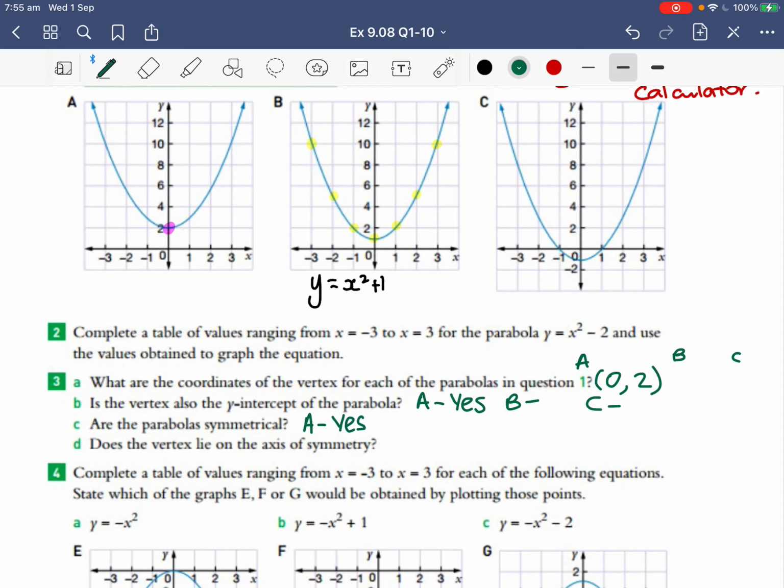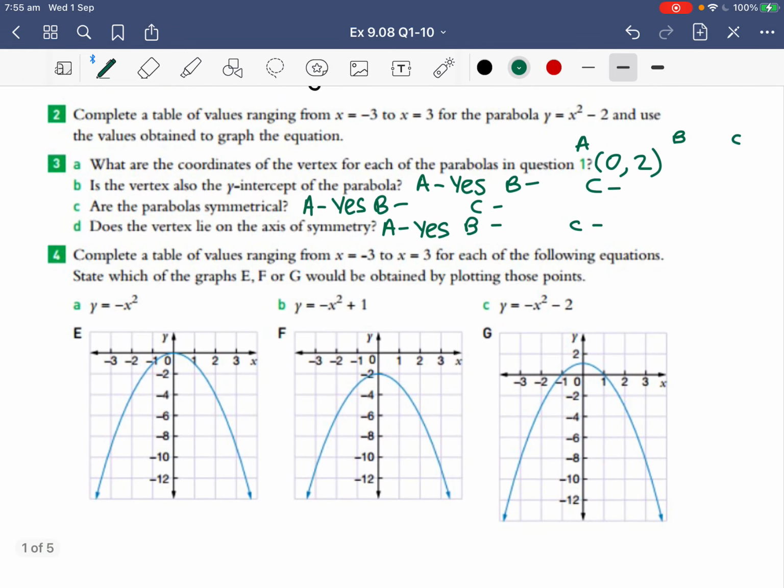And then for D, it says, does the vertex lie on the axis of symmetry? My axis of symmetry is this line here. That's where I would fold my parabola, and that's where my vertex lies. So my answer for A is also yes. So you need to have a go at answering B and C for 3A, B, C, and D.